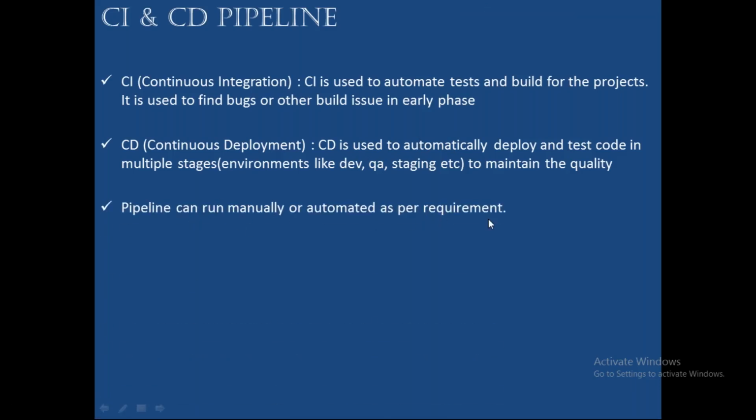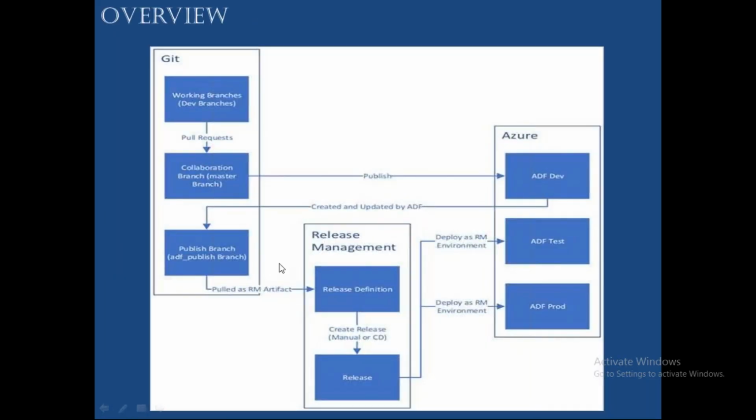Pipelines can run manually or automated as per requirement, as discussed. Overview diagram. Now you try to understand here. You have a data factory. From data factory you will publish the code. That code will be there in some feature branch. From the feature branch, with the help of a pull request, we can merge it with the master branch. Always remember you have a branch to maintain your actual code.